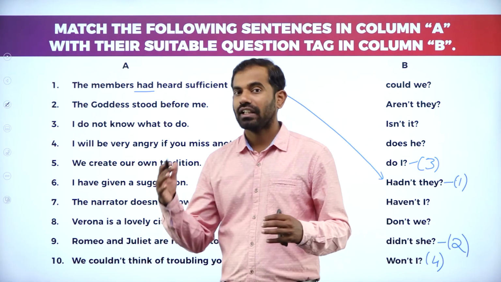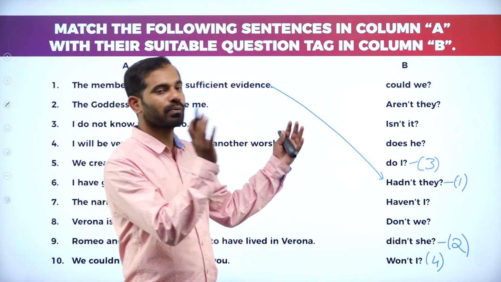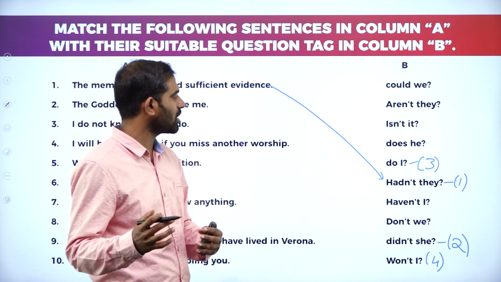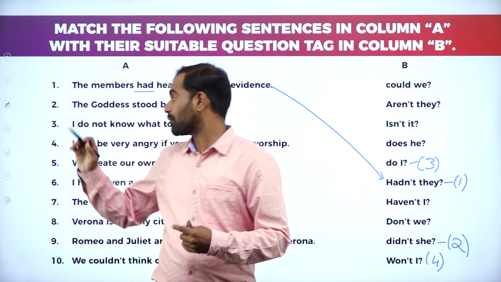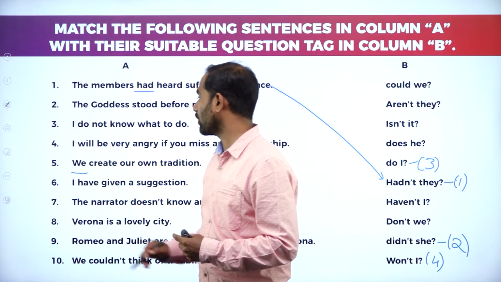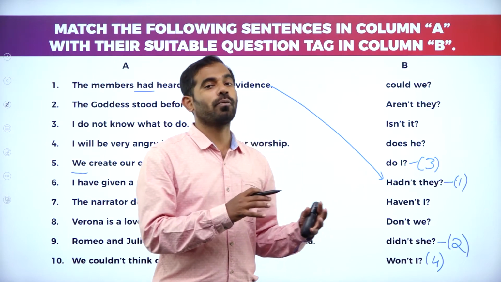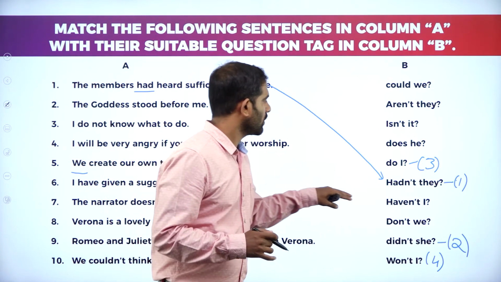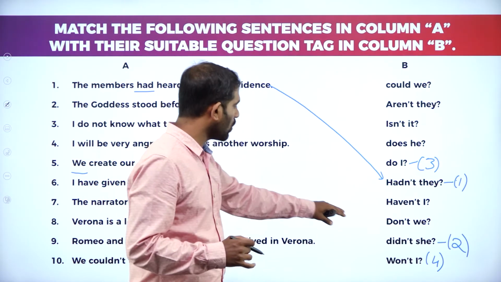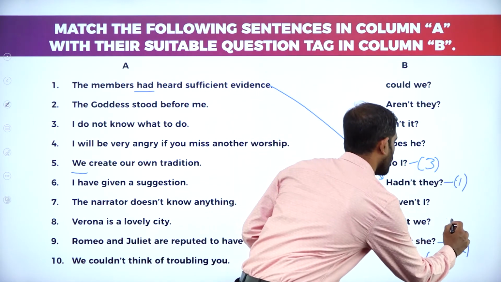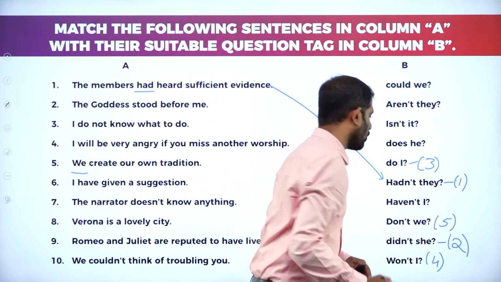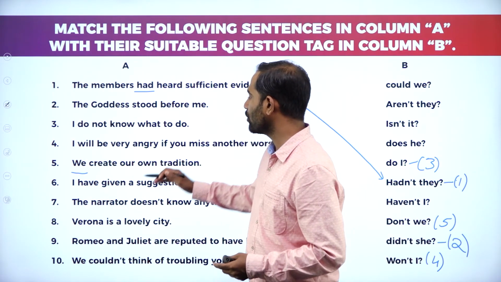Next one, we create our own tradition. We create, it is positive, so the tag should be negative. We create, so observe, there is no auxiliary verb. So which do form do we use? We create. Should we use don't we? Yes, it is don't we. Don't we create our own tradition?